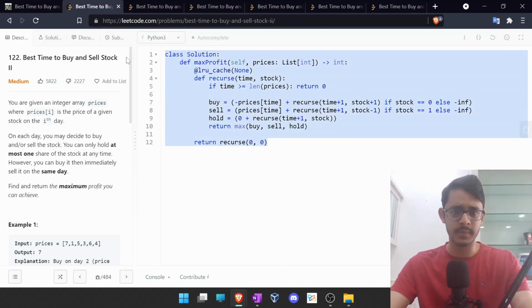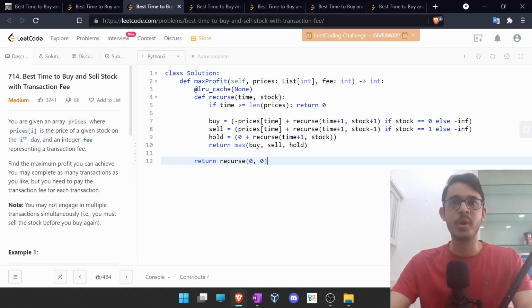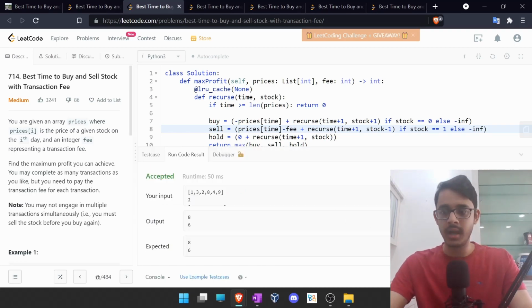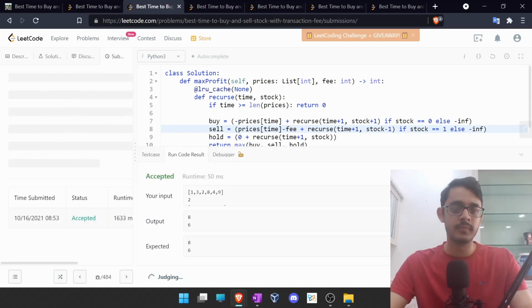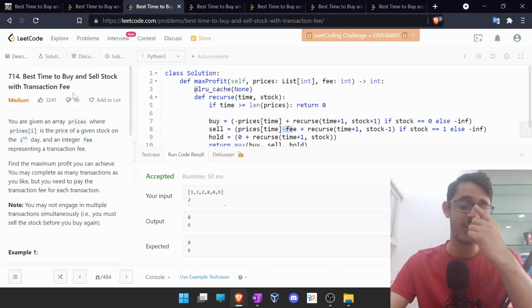So what I'm going to do is something very smart. I'm going to copy paste the entire thing, and we're going to make one small modification. See, a transaction consists of a buy and sell action, which means that whenever I'm selling, I can add this minus fee cost to the total profits. And this is the only difference. Let's run some sample test cases, and we'll submit this as well. Again, this got accepted with this small little line of code. This is it for the solution of best time to buy and sell stock with transaction fees.